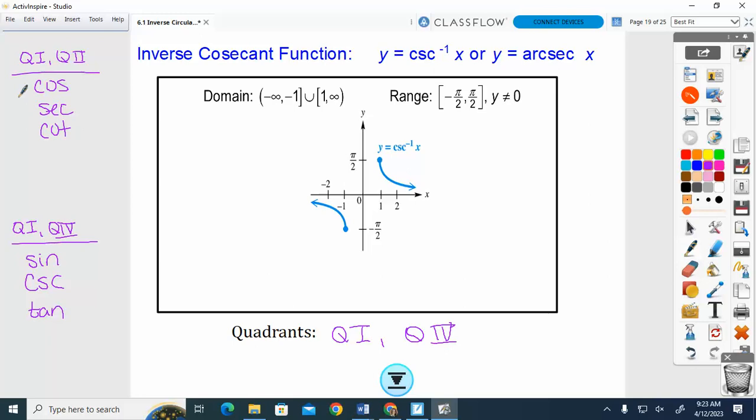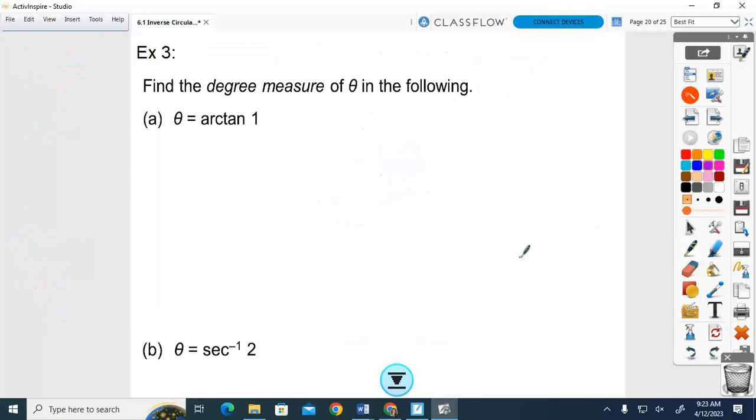All right, let's do some problems. Find the degree measure, so you don't have to give me radians on this, of theta in the following.